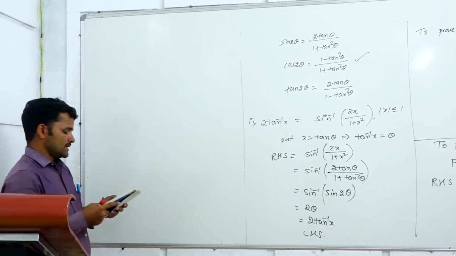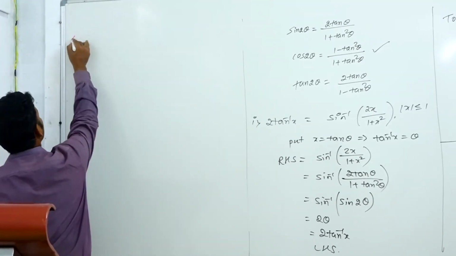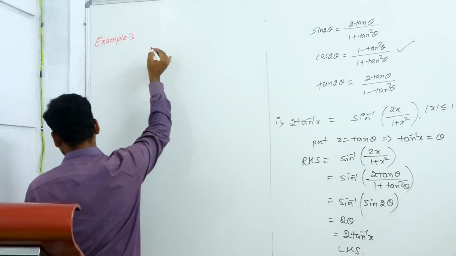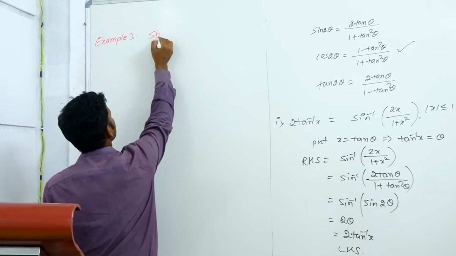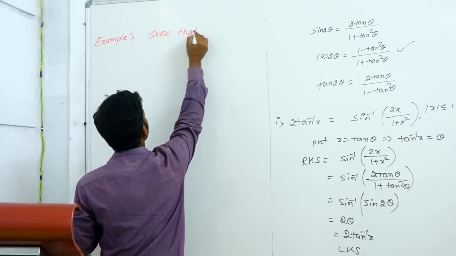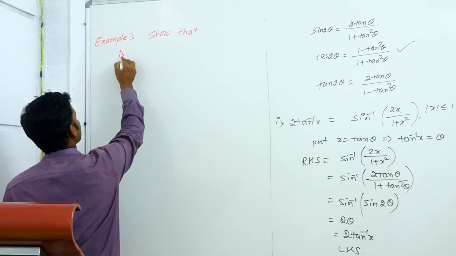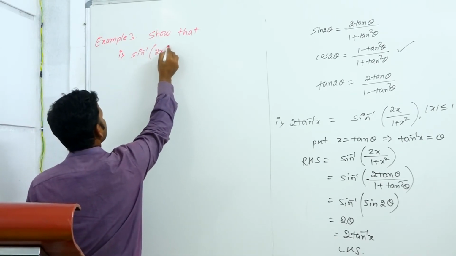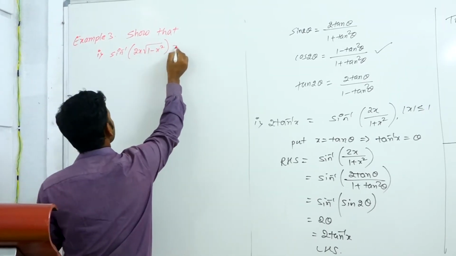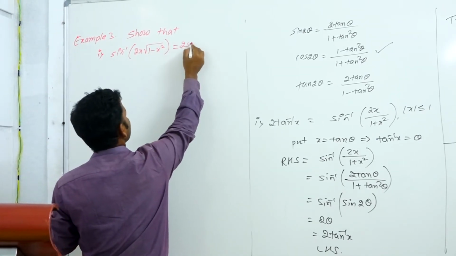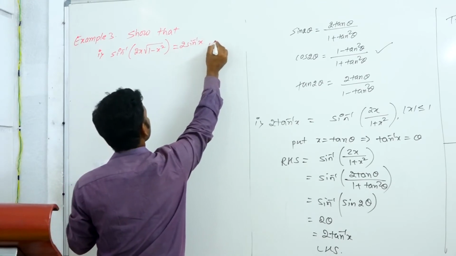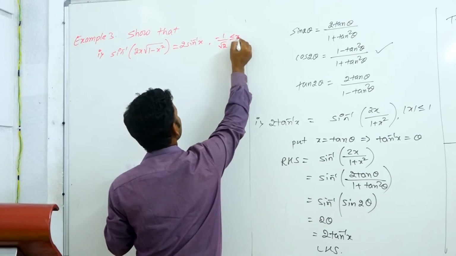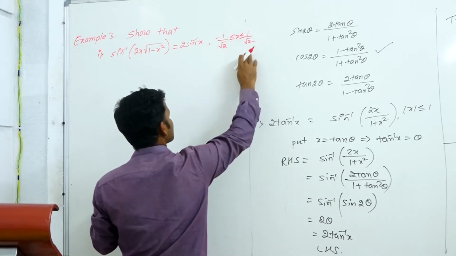Problems. Example 3 is that show that, first one, sine inverse of 2x into square root of 1 minus x square, which is equal to 2 times sine inverse of x, for x greater than or equal to minus 1 by root 2 and less than or equal to plus 1 by root 2.